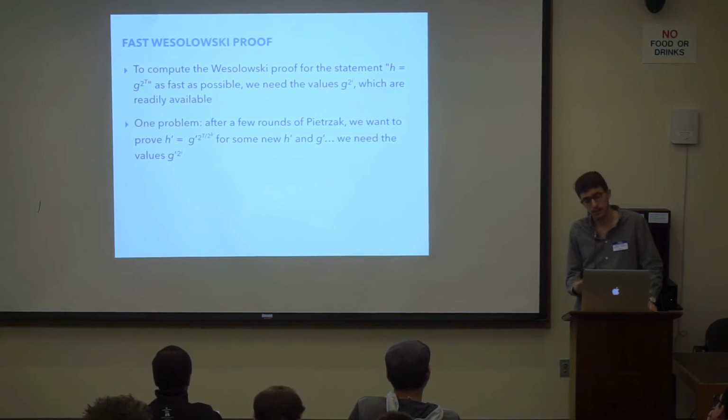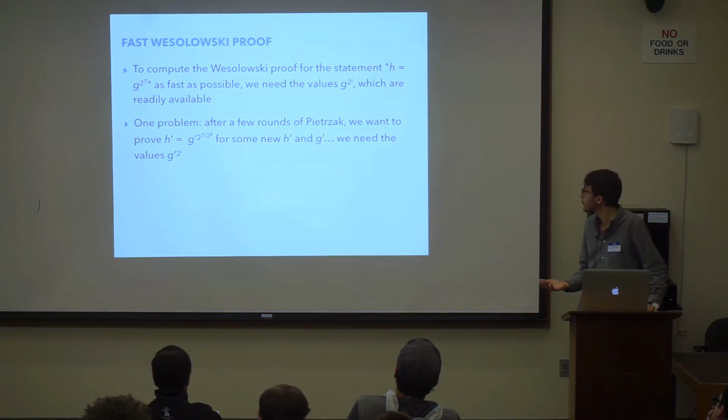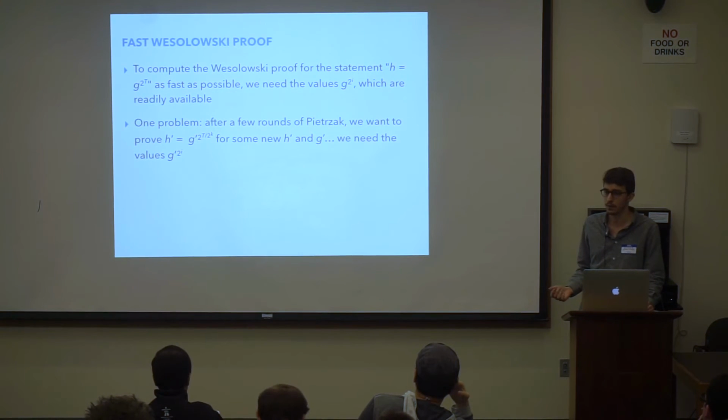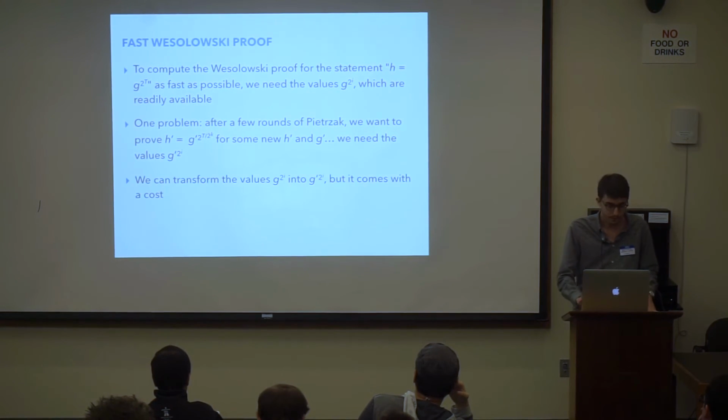But now, once you've done a few rounds of Pietrzak's proof, you don't have g and h anymore. You have h' and g', which are new. So you need to update all your pre-computed values. So if you have a lot of pre-computed values, it will be very costly to update them all. We can do it. We can transform all the pre-computed values of the form g to the 2 to the i into g' to the 2 to the i, but it comes with a cost.